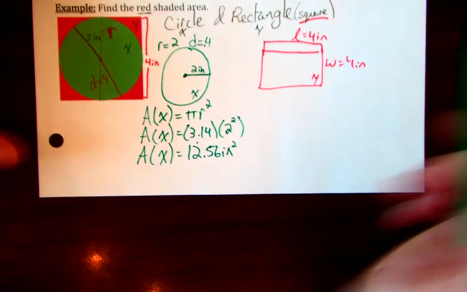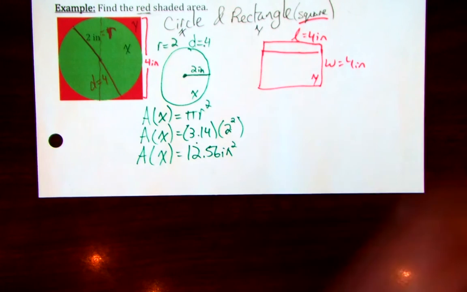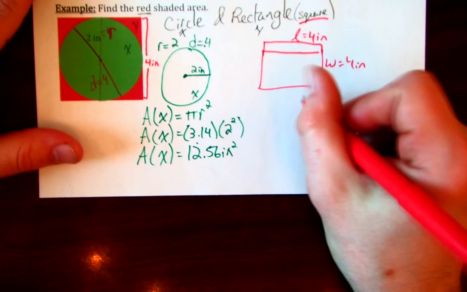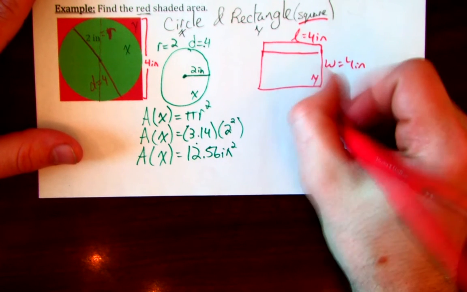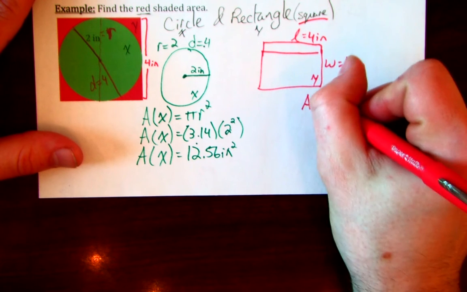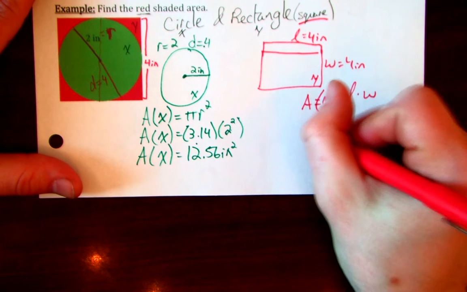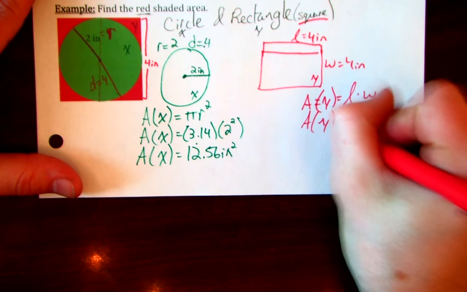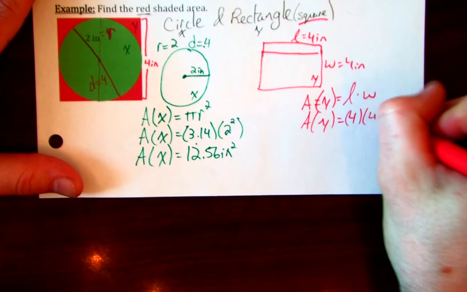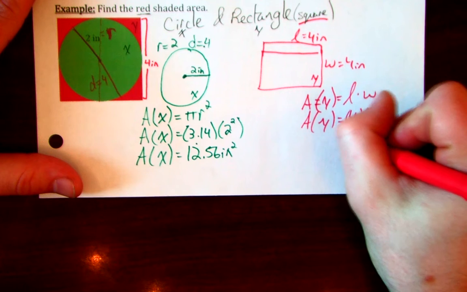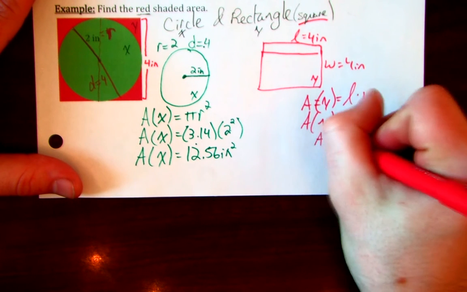All right, so now we find, again, the area of the other one, our rectangle or square, Y, which is going to be the area of Y, which is equal to the length times the width. And so we plug in our values for our variables. So we have 4 times 4. That's going to be equal to 16, and that's inches squared.